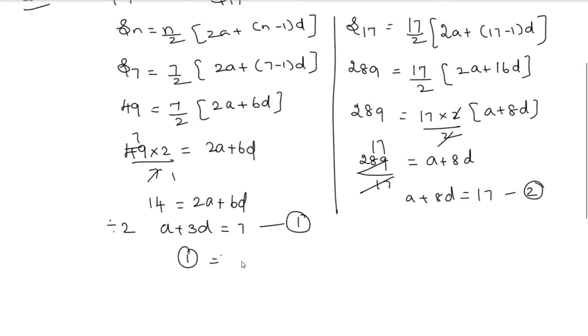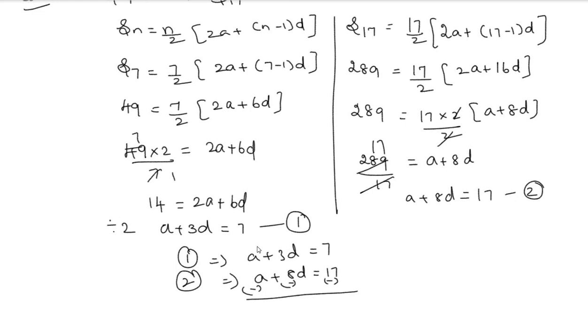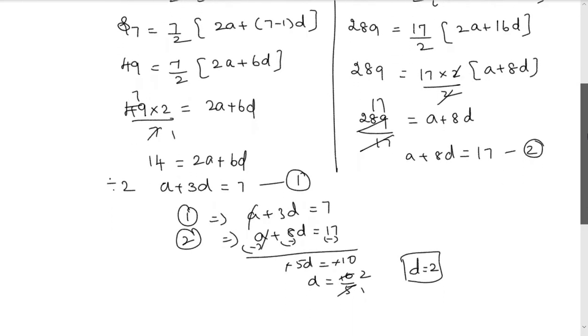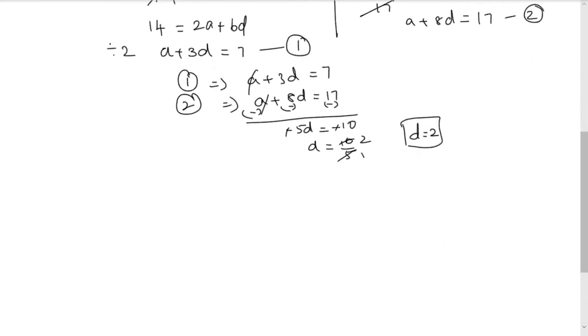Listen carefully. What is the first one? A plus 3D is equal to 7. What is the second one? A plus 8D is equal to 17. When I subtract, A will get cancelled and I'll get minus 5D is equal to minus 10. Minus cancels. D is equal to 10 by 5, that is, 5 twos are 10. I'm getting D is equal to 2. Now I'm going to substitute this 2 in any one of the equations, then I'll get A. Okay.